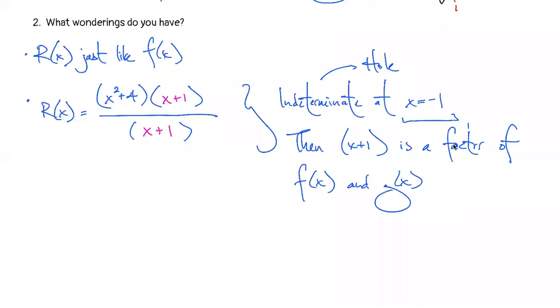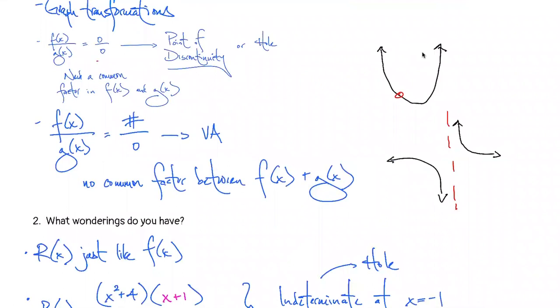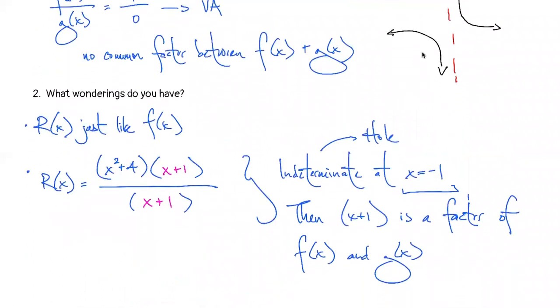Okay? So let's take a look at how this connects to some of the patterns that folks saw. One of the patterns that folks said was that if you have 0 over 0, you're going to get a point of discontinuity or a hole. And we said we need a common factor in f of x and g of x. That's exactly what we have here now with the x plus 1 and the x plus 1. The common factor on the top and the bottom means there's going to be a hole at x equals -1. So it'll look just like a parabola, except there's one point that's missing from the parabola.